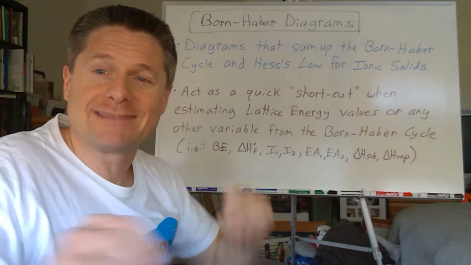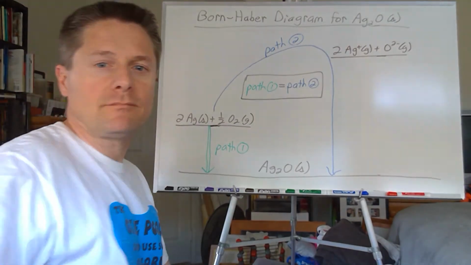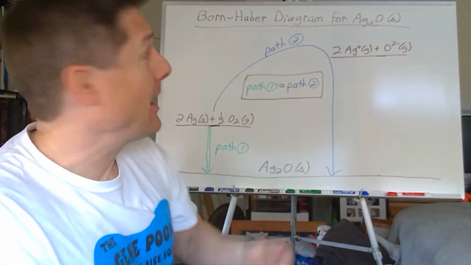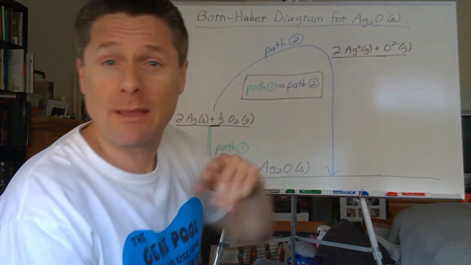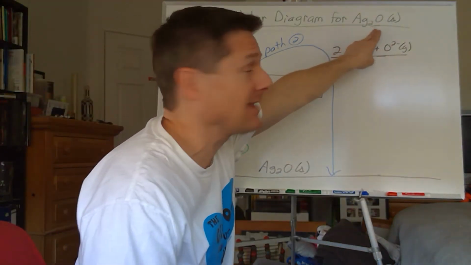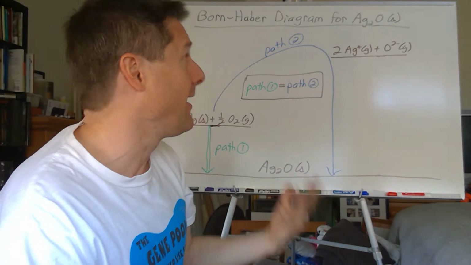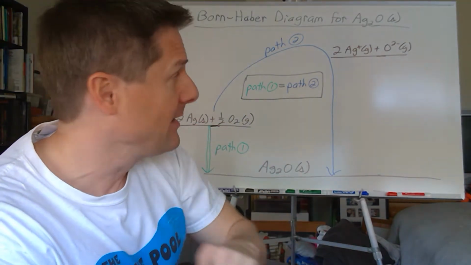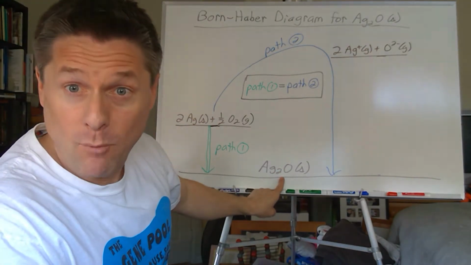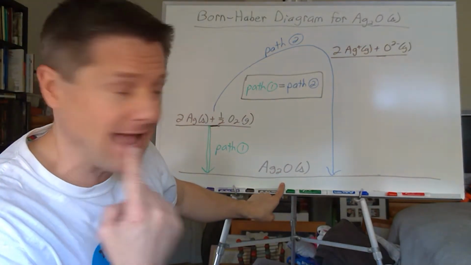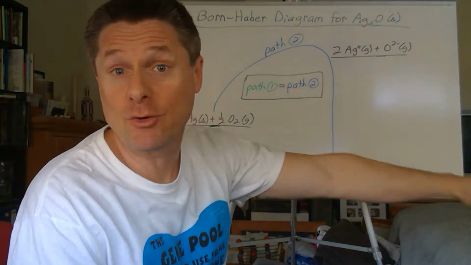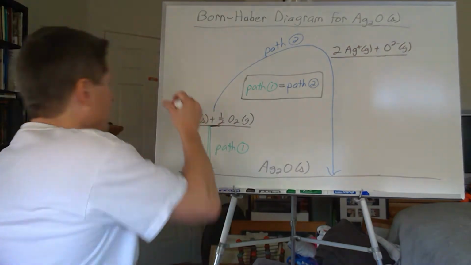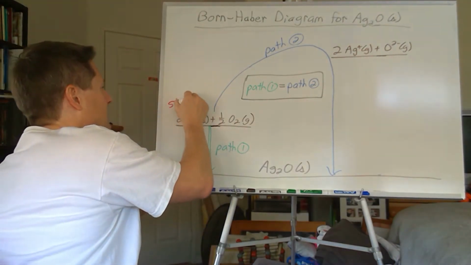Let's do it for silver oxide. Yay, I'm so excited. All right, here's the basic premise for doing a Born-Haber diagram. Identify the correct chemical formula for the solid, in this case, silver oxide. Silver's a +1 cation, oxide's a -2 anion. We need 2 silver cations for every 1 oxide anion. Draw that 1 mole. By definition, we're forming 1 mole of it exactly. Put that on the very bottom and just put a line across. And the starting point is the elements in their standard states.